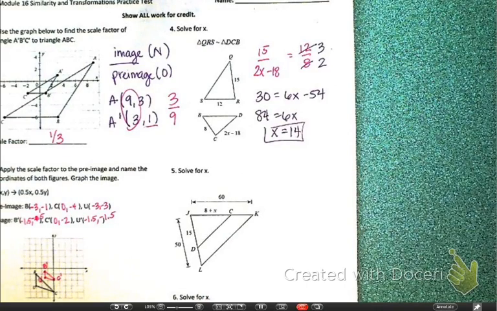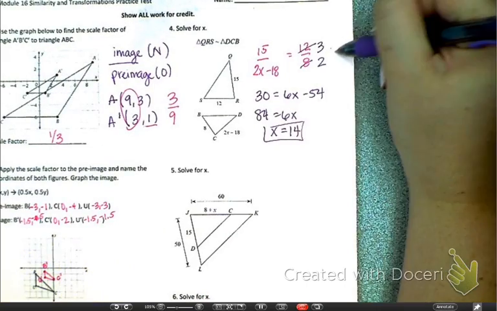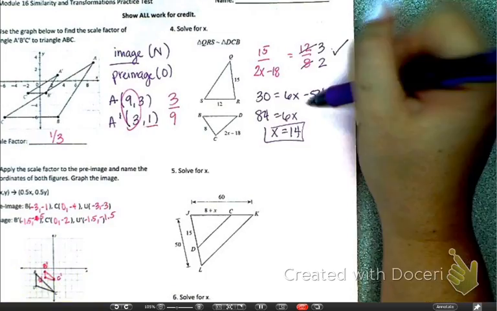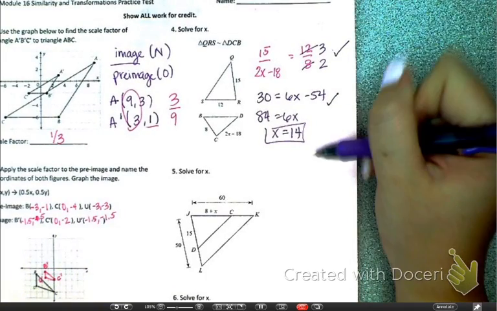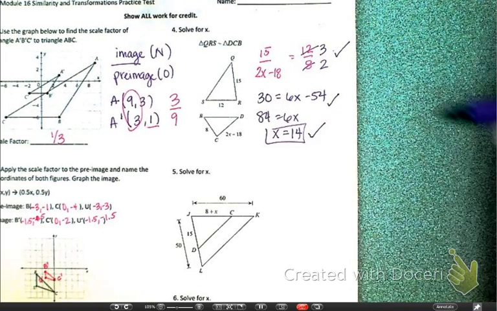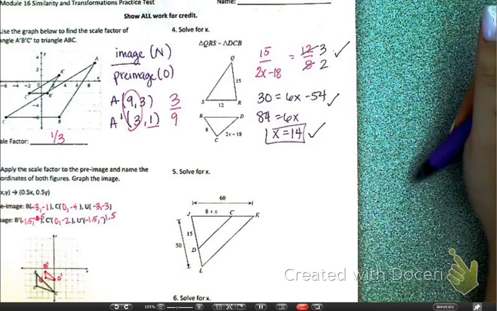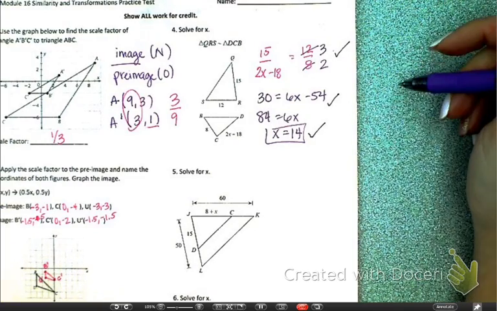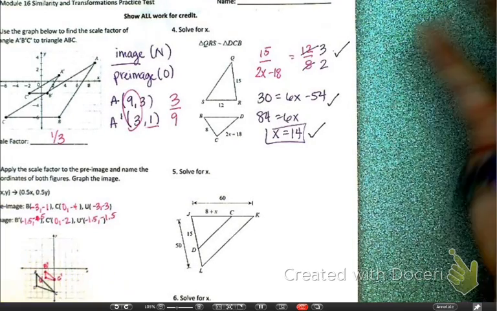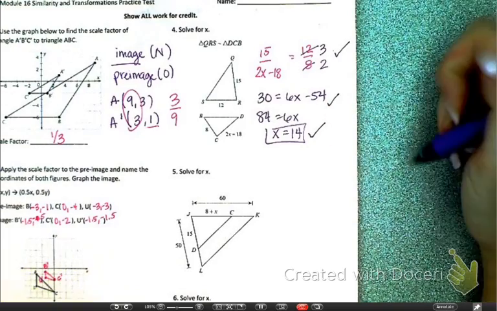So as you are solving these problems, my expectation is that you write a proportion, that you show me work to solve the proportion, and that you have a final answer. Do not do it all in your calculator. You need to show me your work. I give partial points, and so if you mess up somewhere, I can give you partial points if you show me work.